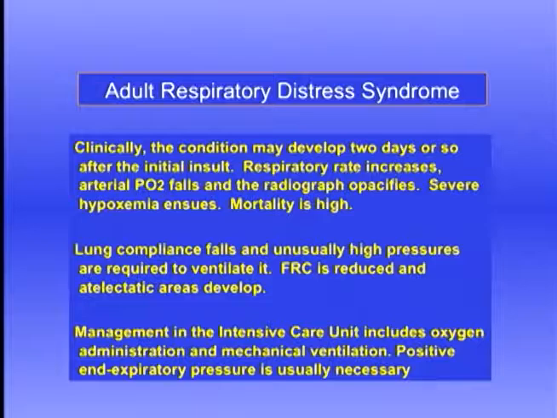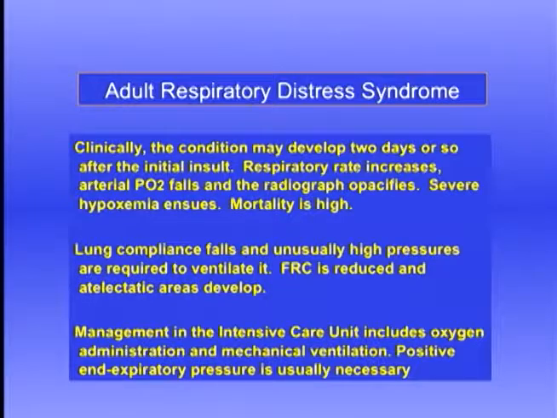Clinically, the condition is interesting because it often develops a couple of days or so after the initial insult. For example, as I mentioned, the 30-year-old man involved in a severe automobile accident comes into the hospital, his long bone fractures are put in splints, and he seems to be doing all right. And then a day or so later, he starts to develop this adult respiratory distress syndrome. You'll see that his respiratory rate increases, his arterial PO2 falls rapidly, and if you take a radiograph, you see intense opacification often. Very alarming radiograph.